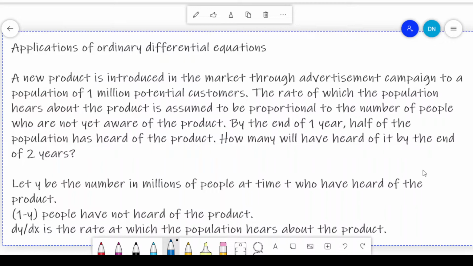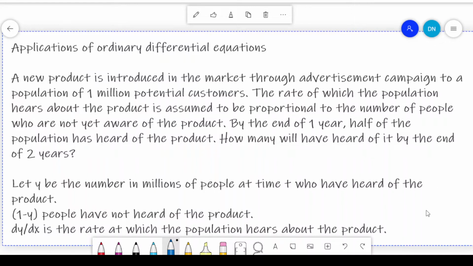The rate at which the population hears about the product is assumed to be proportional to the number of people who are not yet aware of the product. By the end of 1 year, half of the population has heard of the product. How many will have heard of it by the end of 2 years?